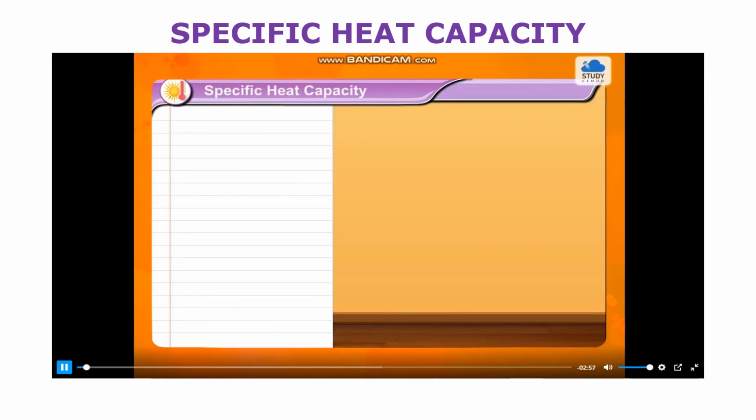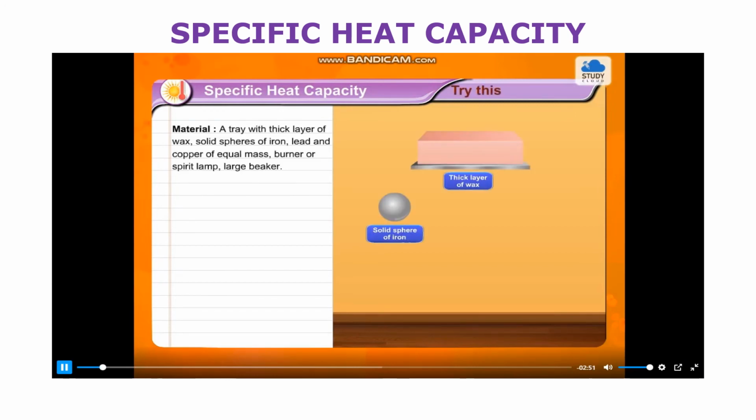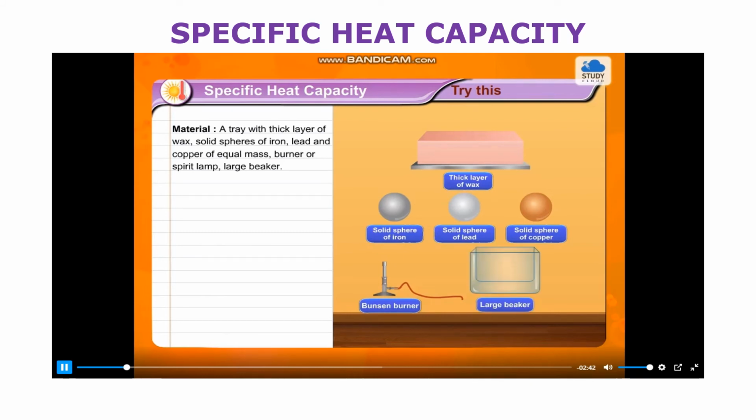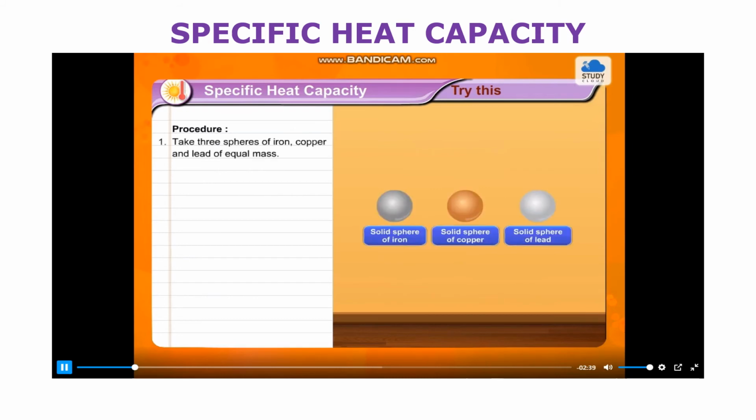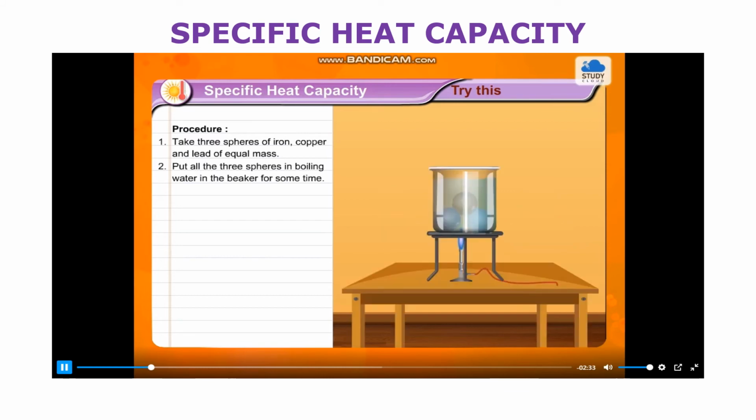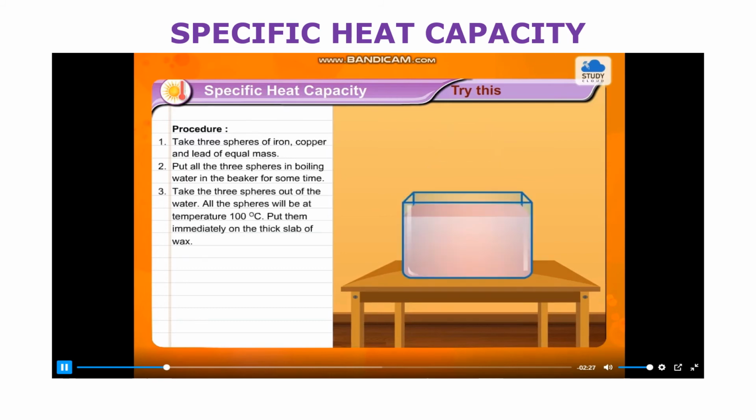Specific heat capacity. Try this. Material: a tray with thick layer of wax, solid spheres of iron, lead and copper of equal mass, burner or spirit lamp, large beaker. Procedure: 1. Take 3 spheres of iron, copper and lead of equal mass. 2. Put all the 3 spheres in boiling water in the beaker for some time. 3. Take the 3 spheres out of the water. All the spheres will be at temperature 100 degrees Celsius. Put them immediately on the thick slab of wax.